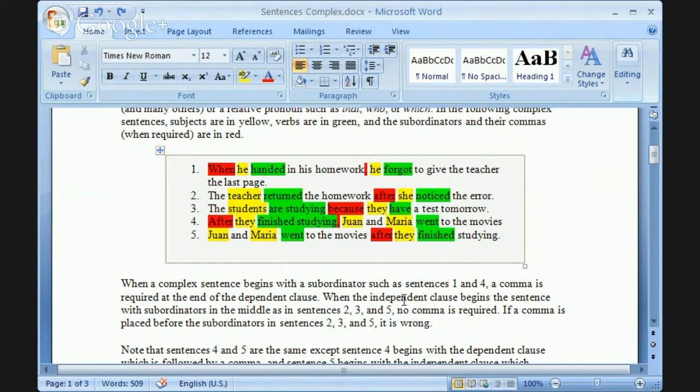When I turn it around, he forgot to give the teacher the last page when he handed in his homework, I also use rising intonation, but the pause is much less exaggerated. Okay, not as important when you're speaking, but it still exists. The demarcation, the divider between the dependent and independent clauses, is still there. It still exists.